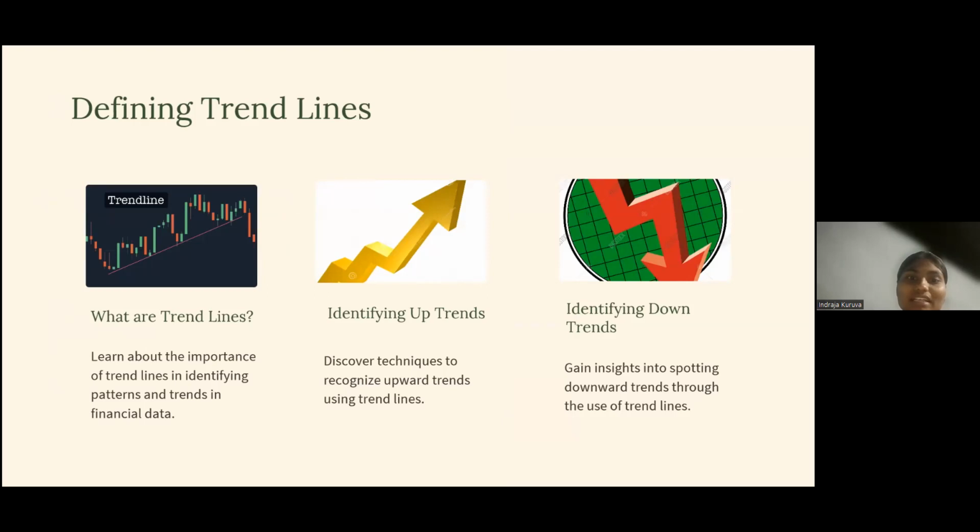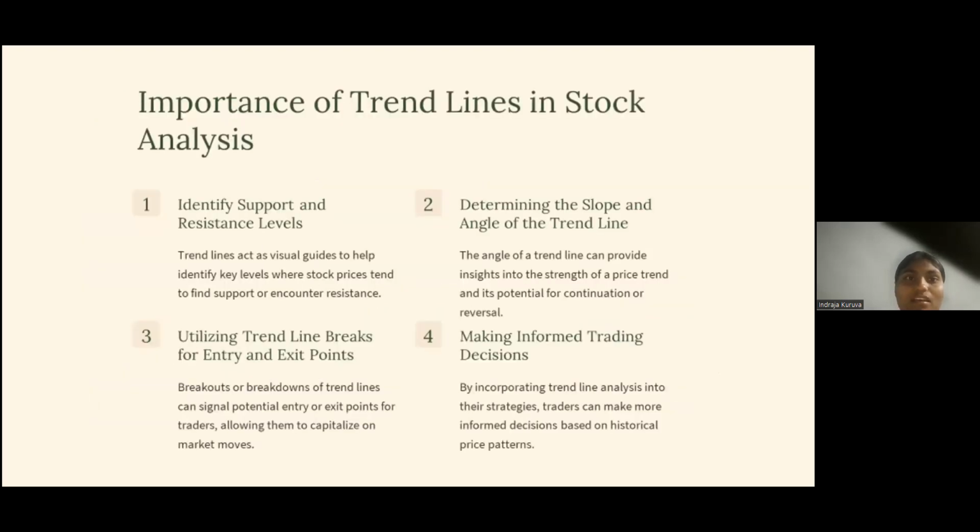And there are two different types of trends. They are uptrend and downtrend, where uptrend refers to the rising of stock price and downtrend refers to the falling of stock price.